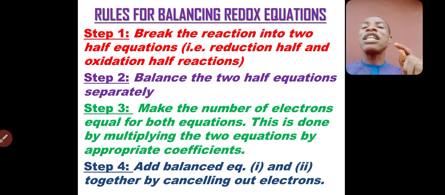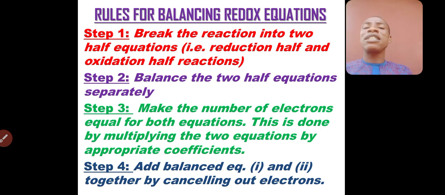The first rule is that you break the reaction into 2 half equations, that is, the oxidation half and the reduction half. Then you balance the 2 half equations separately, like the method I taught you. When you are done balancing separately, there will be electrons on the reactant side of the reduction half and on the product side of the oxidation half.